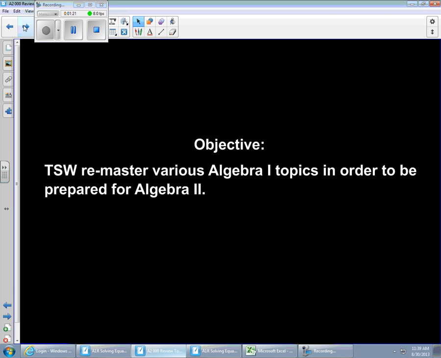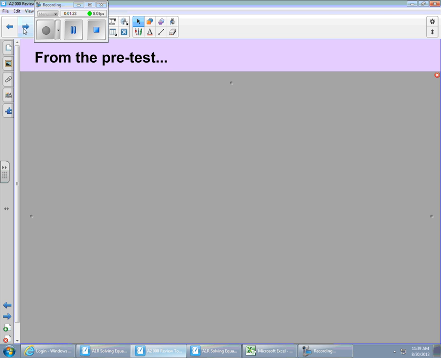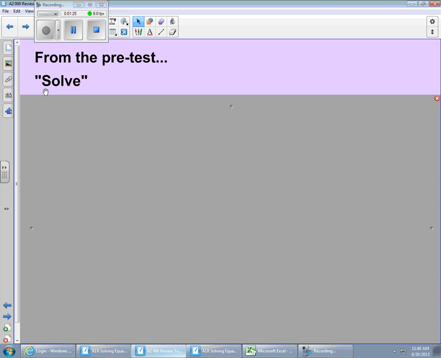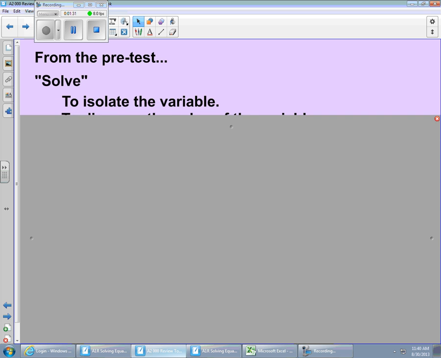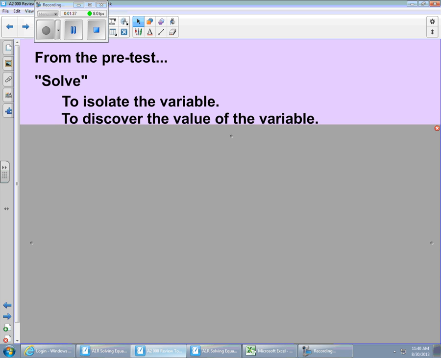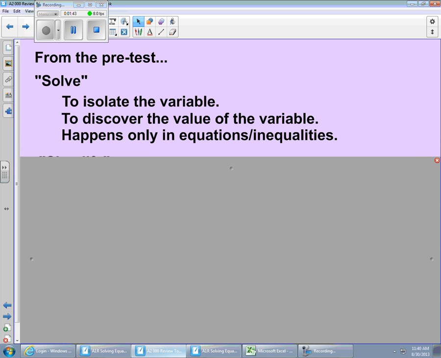I'm moving on. Okay. From the pre-test yesterday, one of the terms that you saw was the word solve. Now, hopefully this is one that we are completely familiar with. We've seen it 150 times. And basically, in order to solve, we are isolating the variable. Okay, solve means to isolate the variable. Another possible interpretation is to discover the value of the variable. And of course, solving happens only in equations or inequalities.